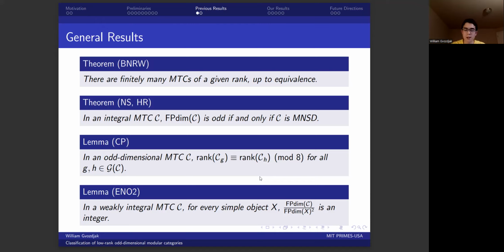And this is useful because essentially this means that we can pair up objects inside of our modular category. For example, in our Frobenius parent dimension, we know that the FPDIM of any simple object X is equal to the FPDIM of its dual X dual. So if we have a maximally non-self-dual modular category, we can pair up Frobenius parent dimensions because we know that they're going to be duplicates. One interesting thing about this is that it's known that if the Frobenius parent dimension of C is odd, then C must be integral. So if we have a modular category that is odd dimensional, then it must be integral as well.